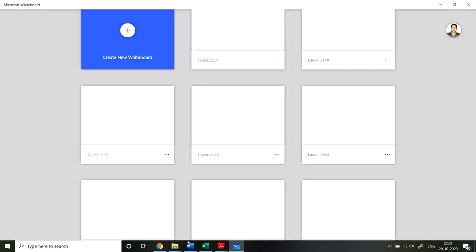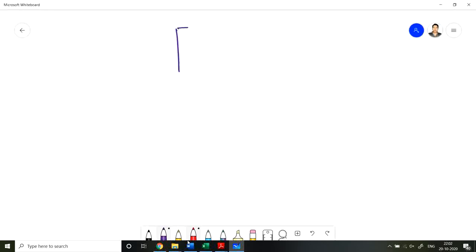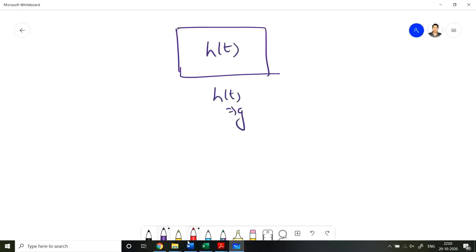Now in the second part, we have the system. Now we know the characteristics of the system because we know h(t). So h(t) is given. Now the input has changed. Previously the input x(t) was equal to u(t). Now we have changed the input to e raised to the power minus t into u(t). Now this is our new input.